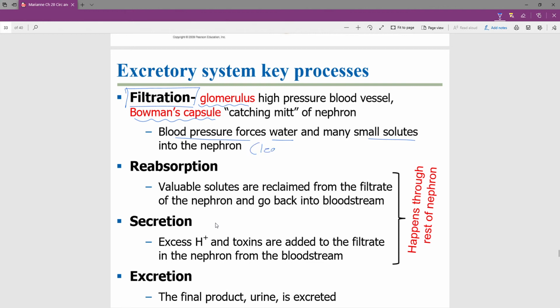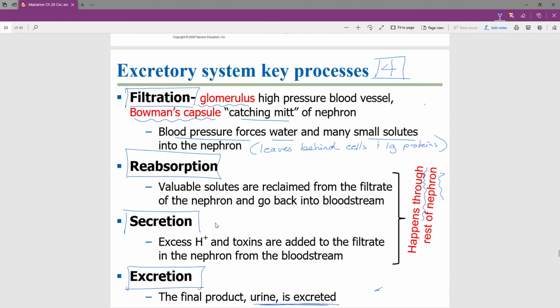So it leaves behind cells and large proteins. So that gets squeezed into this catching mitt of the nephron, the Bowman's capsule. The end of it is excretion, and that's ultimately that urine is being excreted. So those are the 2 easier parts of these 4 key processes, I should say, sorry. The other 2 happen throughout the rest of the nephron. And so we have what happens at the beginning, and we have what happens at the end, and this reabsorption and secretion is what happens throughout the rest of the kidney.